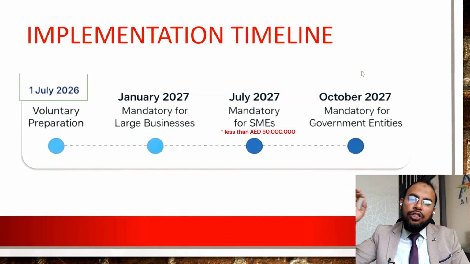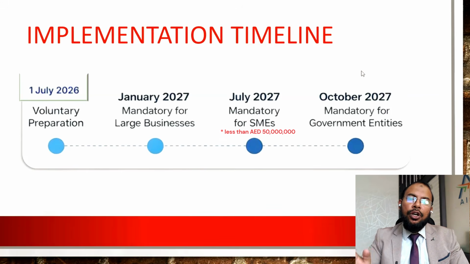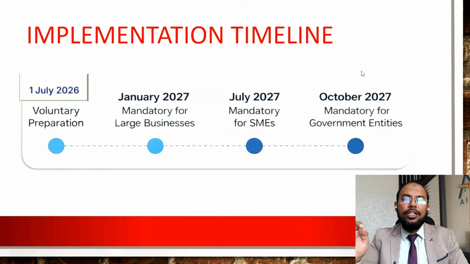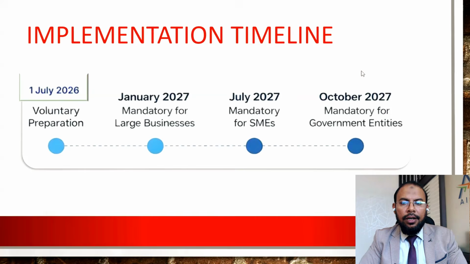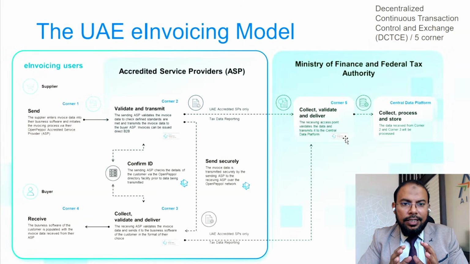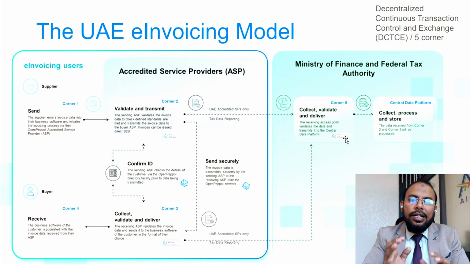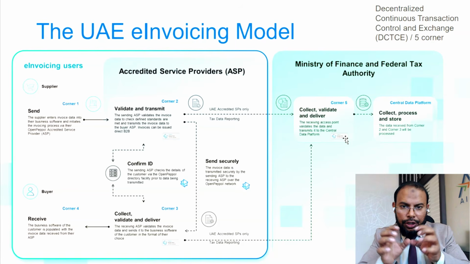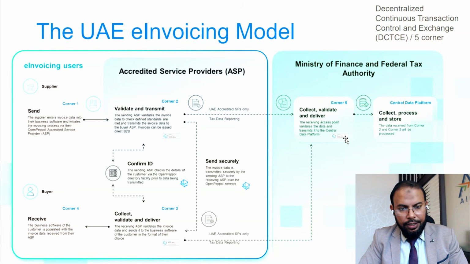If your turnover is 50 million AED or below, you are considered a small business, and you have to follow the e-invoicing concept from July 2027. This is very clear. From my next slide, this is a replica of the FTA guidelines. I copied and pasted it here for your understanding. They are issuing this FTA guideline. They have mentioned a five-corner model here.